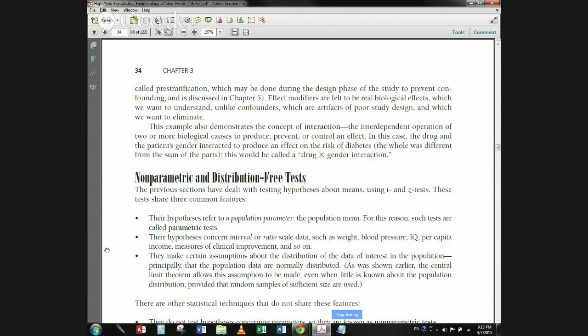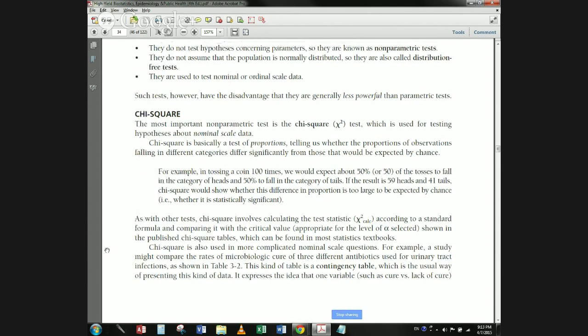There are other statistical techniques that do not share these features. They do not test hypotheses concerning parameters, so they are known as nonparametric tests. They do not assume that the population is normally distributed, so they are also called distribution-free tests. They are used to test nominal or ordinal scale data. Such tests, however, have the disadvantage that they are generally less powerful than parametric tests.